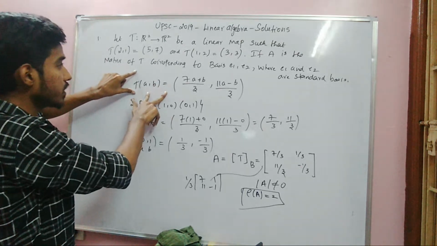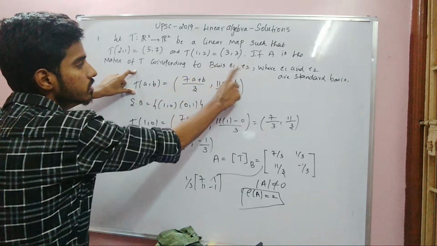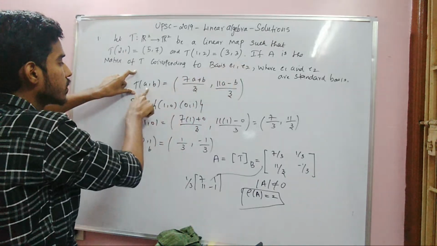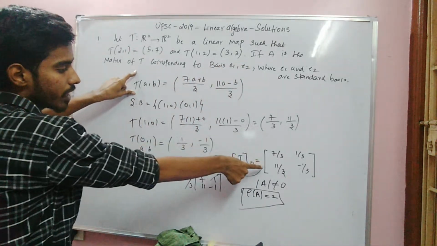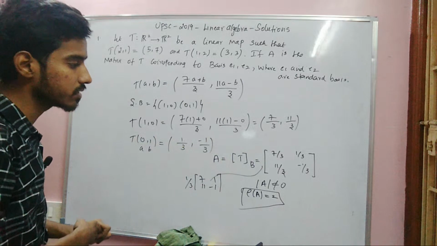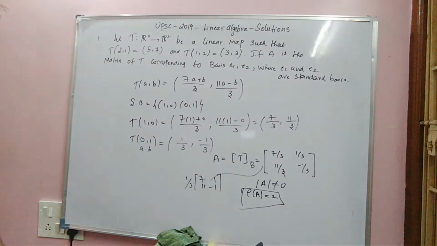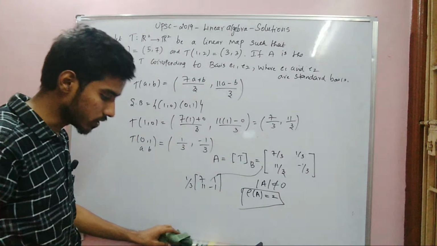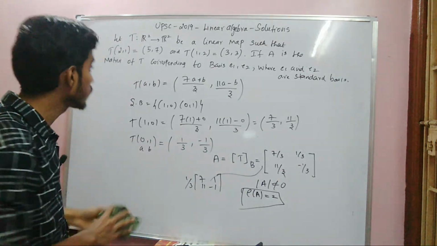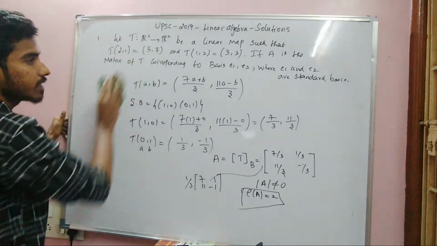And we need to find the matrix with respect to the standard basis. That means I need to find 1 comma 0, 0 comma 1. So we have found the matrix of A to be equal to 7 by 3, 1 by 3, 11 by 3, minus 1 by 3, and then we have found the rank to be equal to 2. So we move on to the next problem. So this question is asked for 10 marks.